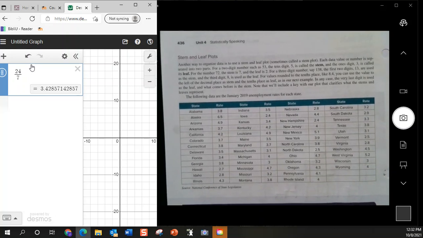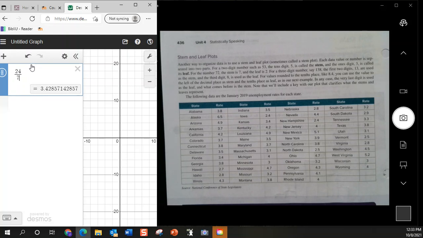And it says here, another way to organize data is to use stem and leaf plot, sometimes called a stem plot. Each data value or number is separated into 2 parts. For a 2-digit number such as 53, the tens digit 5 is called the stem and the ones digit 3 is called the leaf. For the number 72, the stem is 7 and the leaf is 2. For a 3-digit number, say 138, the first 2 digits, 13, are used as the stem and the third digit, 8, is used as the leaf.